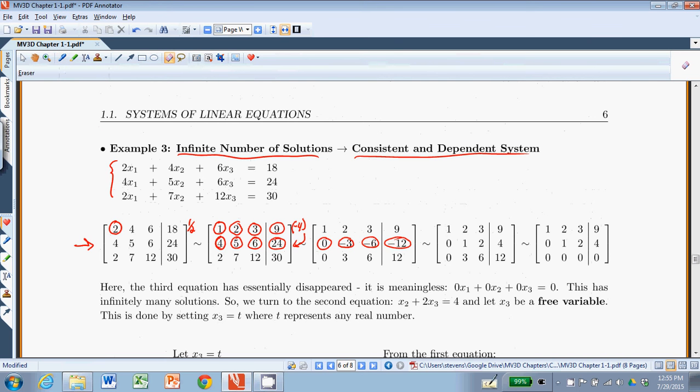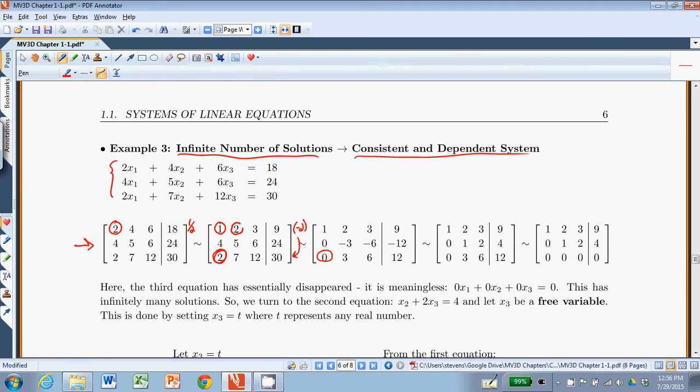And I have my 0 below my 1. But now I want to get rid of this 2 down here. I want this 2 here to be a 0. So I multiply this first row by -2 and add it to my third row. 1 times -2 is -2 plus 2 is 0. That's why I chose -2 as my multiplier.